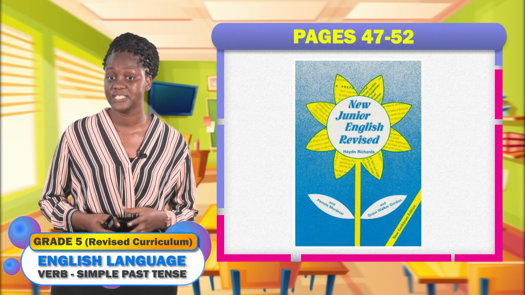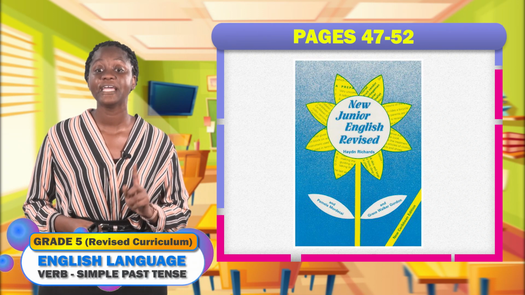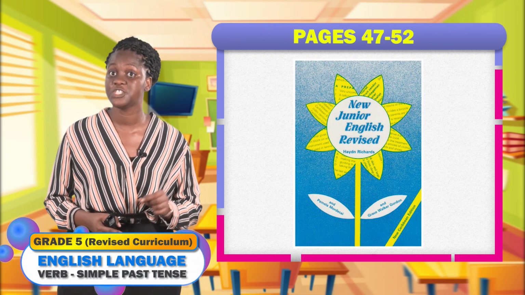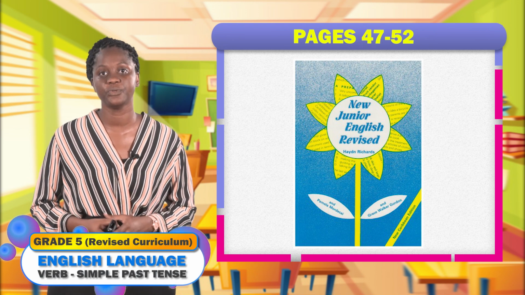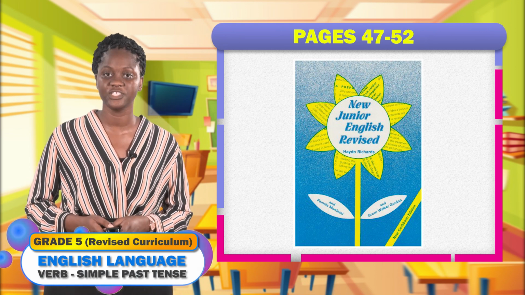Remember, exercises and lists can be found on pages 47 to 52 of your new Junior English Revised.